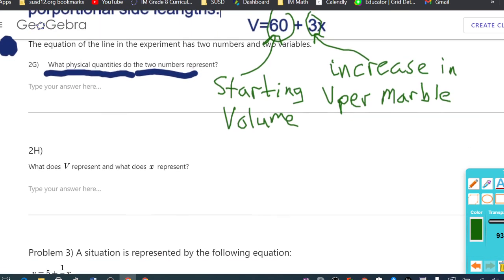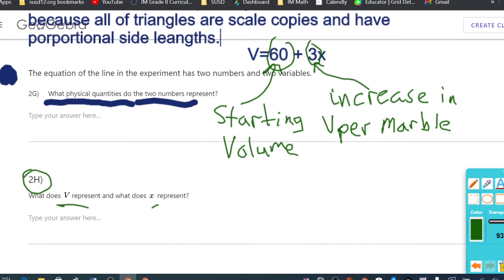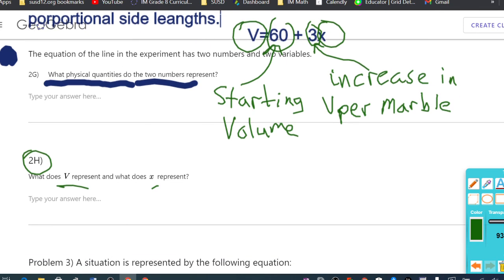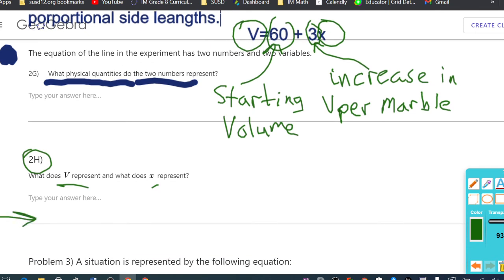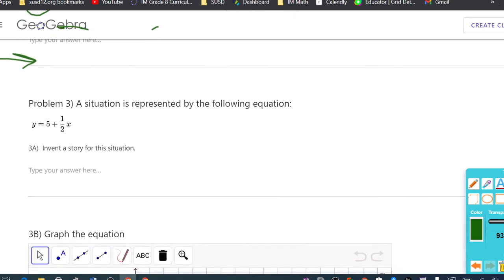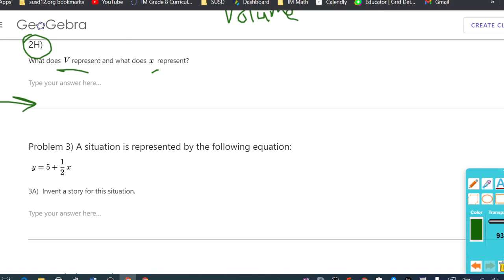Okay, next question. What does V represent and what does X represent? Well, I talked about this enough, so I think you can get it, right? The V is the total volume and the X is the number of marbles you dropped in. Write your answer here. Type in your answer. Next question. Oh, this is a whole next problem. Let me stop the video and let you catch up.